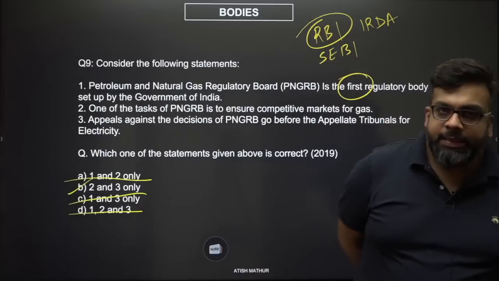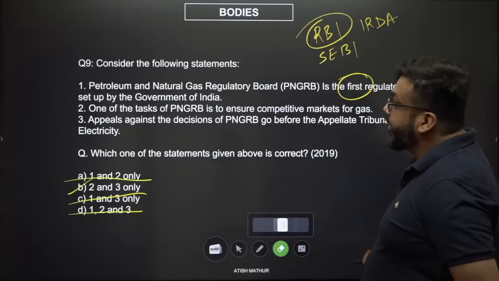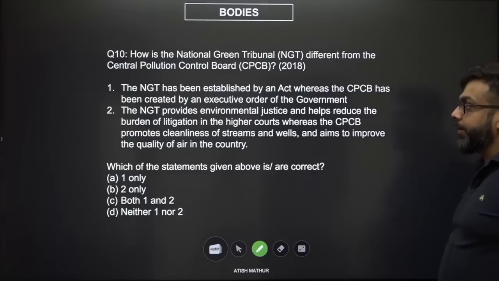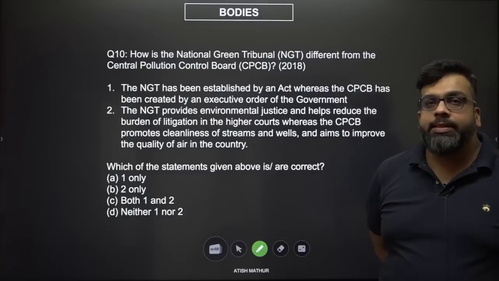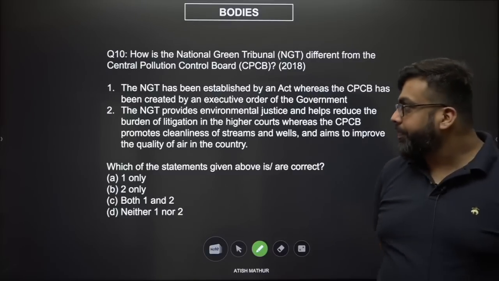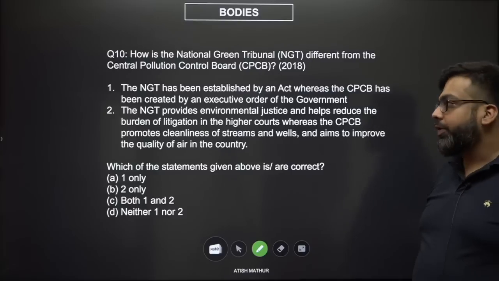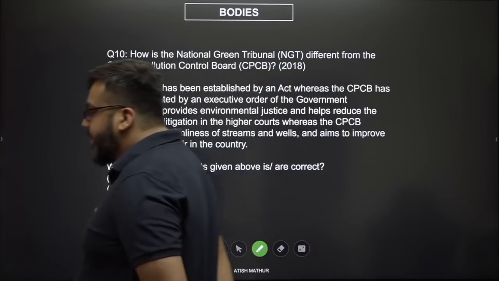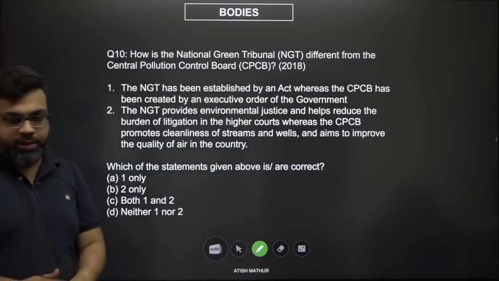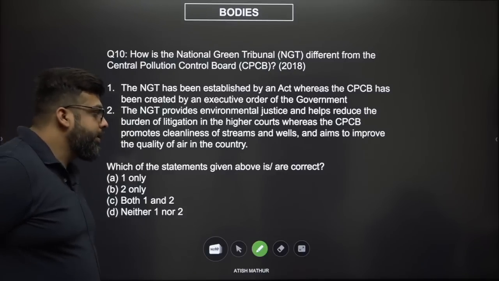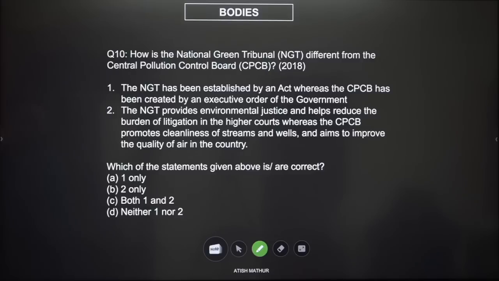A simple question if you just focus on one of the words mentioned in the question. Next, again, can be done through simple logical elimination. How is the National Green Tribunal different from the Central Pollution Control Board? A very good question actually. The NGT has been established by an act, whereas the Central Pollution Control Board has been created by an executive order of the government. The NGT provides environmental justice and helps reduce the burden of litigation, while the Central Pollution Control Board promotes cleanliness of streams and wells and aims to improve the quality of air in the country. All right, fair enough. Which of the following statements are correct?